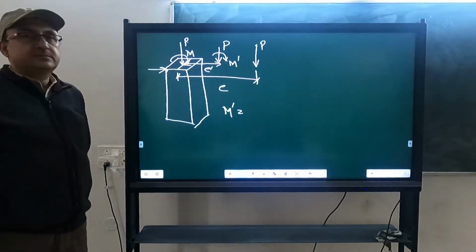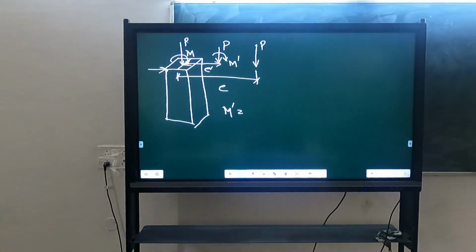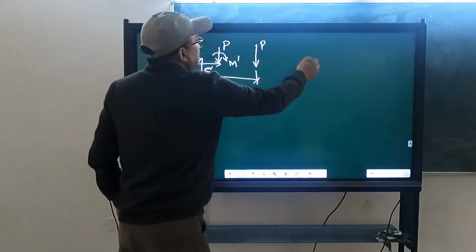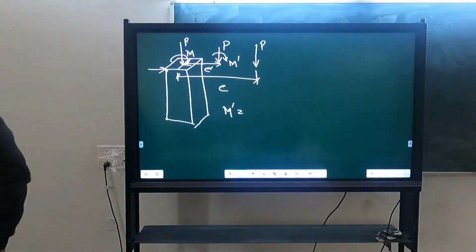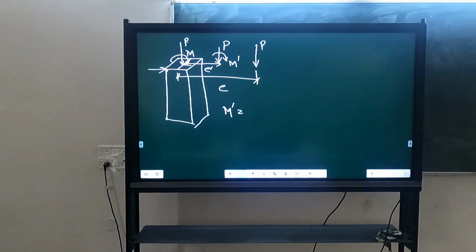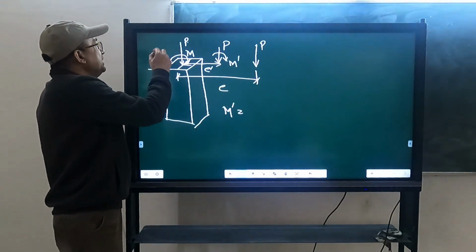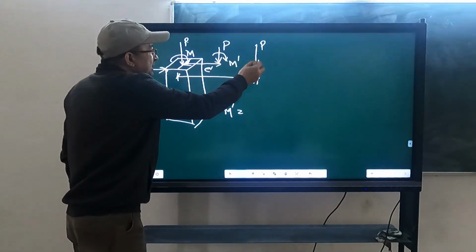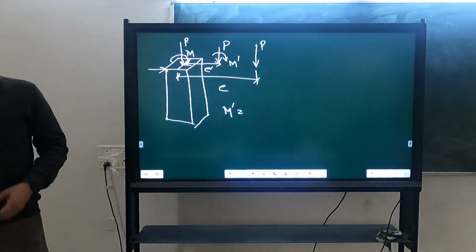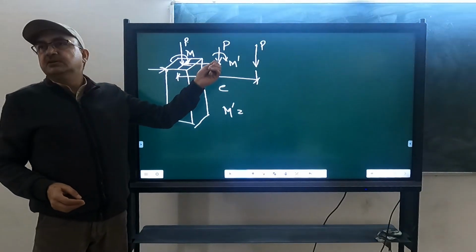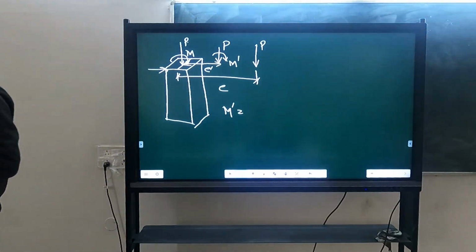Equivalent of this. P dash. So if I take E dash here, it will become more. The effect on the column has to remain the same. So whatever effect this P and M is causing, this P alone is causing the same effect. The same effect has to be derived from here. So what will be M dash? M minus P E dash.